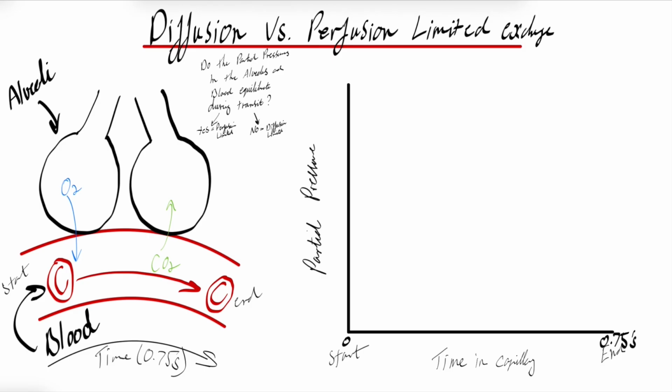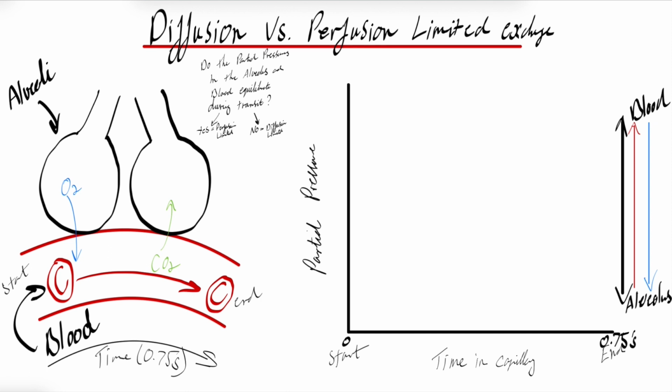We can also indicate a direction of change, so going from blood to alveolus or alveolus to blood. So anything where the line is going up, then it's going from alveolus to blood, and anywhere where the lines are heading down means that you're going from blood to alveolus. And any dashed lines indicate the partial pressure in the alveolus. That's going to be the equilibration point with the blood.